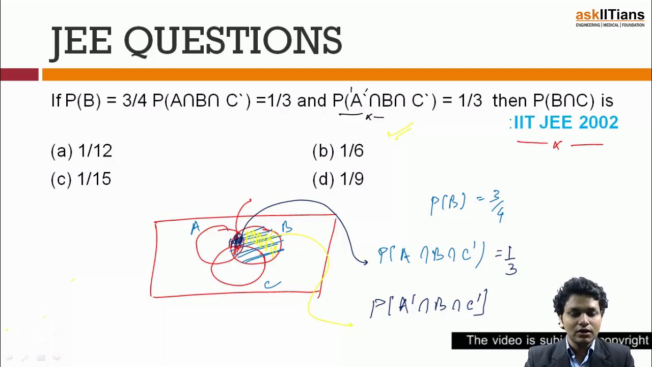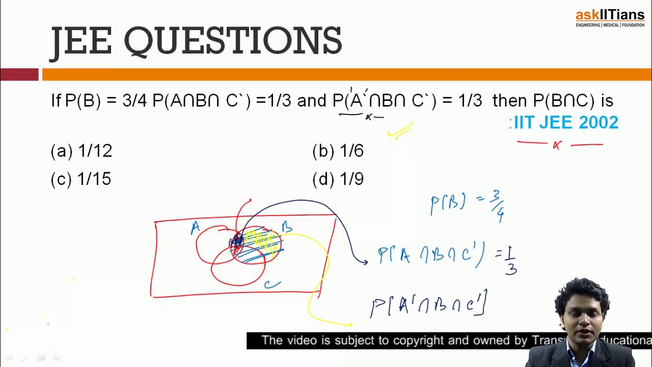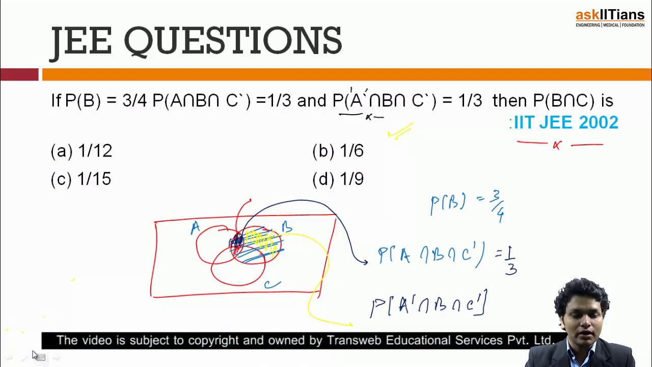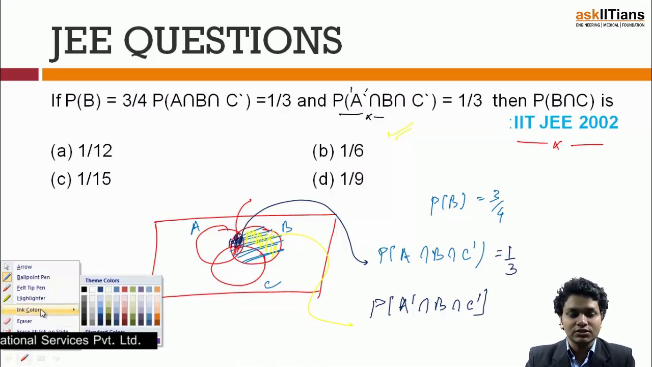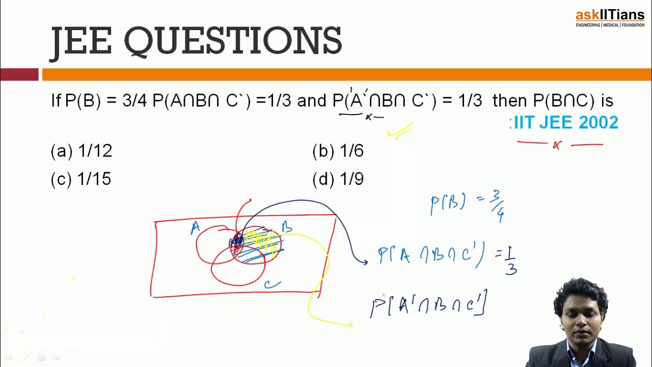Right, so I've taken all three parts. The probability of B is 3/4, again with the fact that the probability of A intersection B intersection C dash is 1/3, and the probability of A dash intersection B intersection C dash is again 1/3. So hence I've found out all the different regions. But what is the requirement now? So let's concentrate over here.